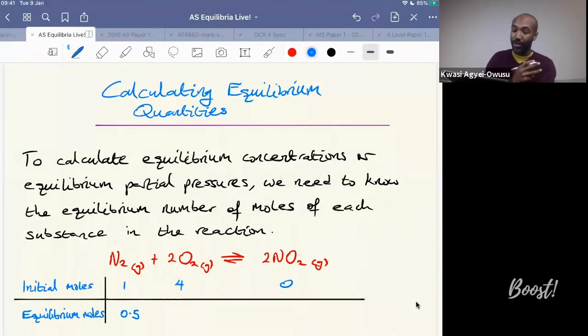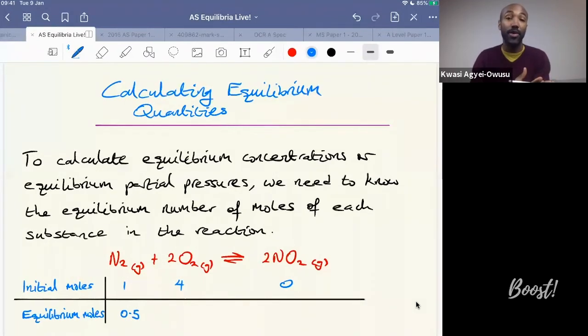You've got nitrogen reacting with oxygen to give you nitrogen dioxide. All of these substances are in the gaseous phase, so you can imagine having to work out Kp in terms of partial pressures. But before you can do that, you need to know how many moles there are of each of those substances at equilibrium, and you would also need to know the total pressure so that you can work out what the partial pressures are.